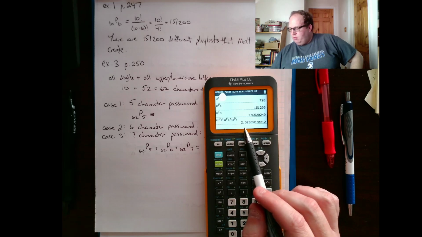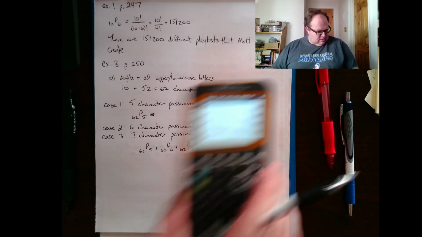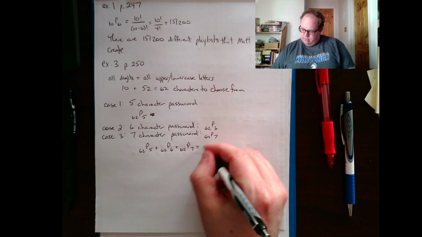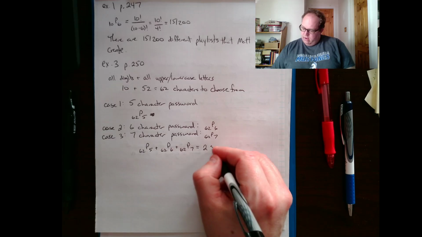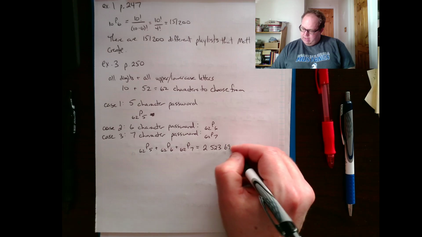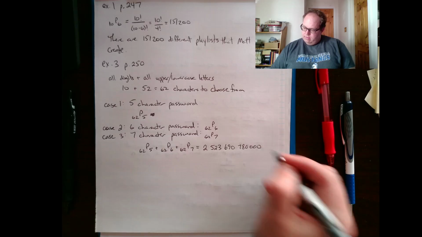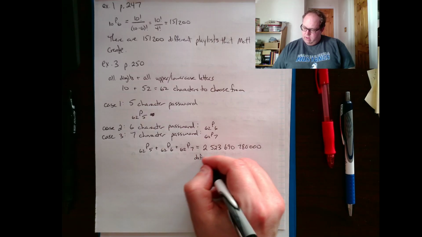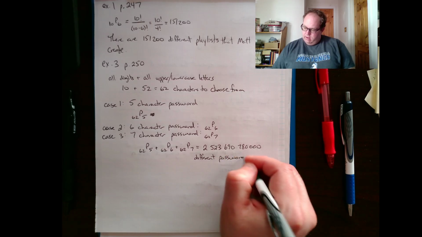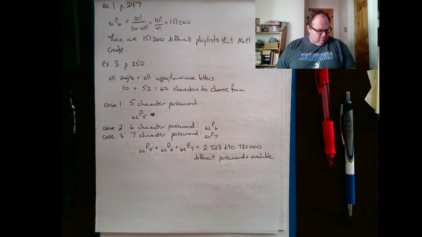So I move this decimal place over 12 digits and have my actual number, which is, let's see, 2 trillion 523 billion 690 million 780,000 different passwords under that scheme. Which seems moderately secure.